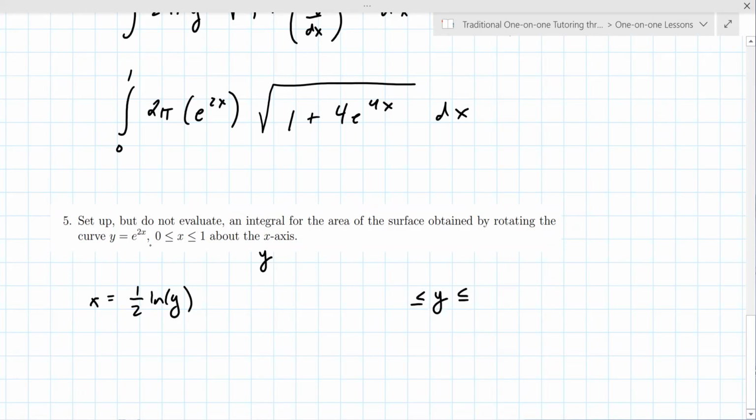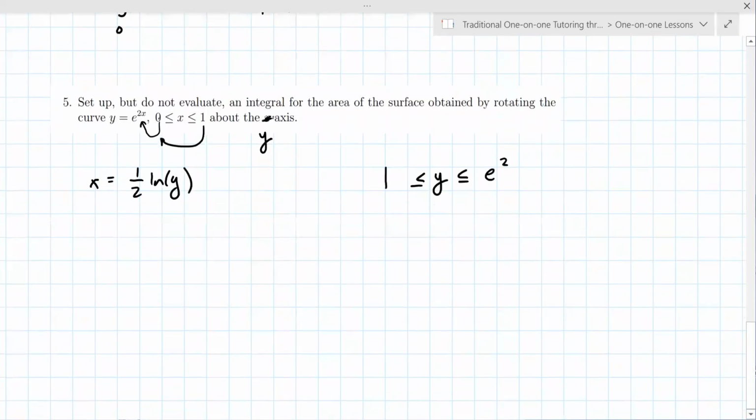So you actually end up doing this in calculus 2. I'm sorry, calculus 3. When you do double integrals, you need to put that 0 in there. So e to the 0 is 1. And then e to the 2 times 1 is e squared.